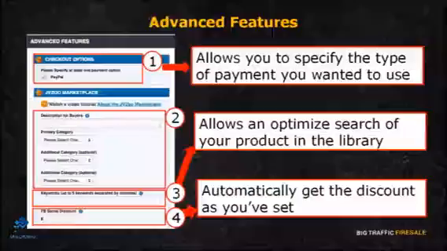This is to allow an optimized search of your product according to the keywords you've provided. Additionally, if you want to give your customers a discount for sharing your products on Facebook, you may do so in the FB Social Discount. The amount is entirely up to you. The customers that share this will automatically get the discount as set by JVZoo.